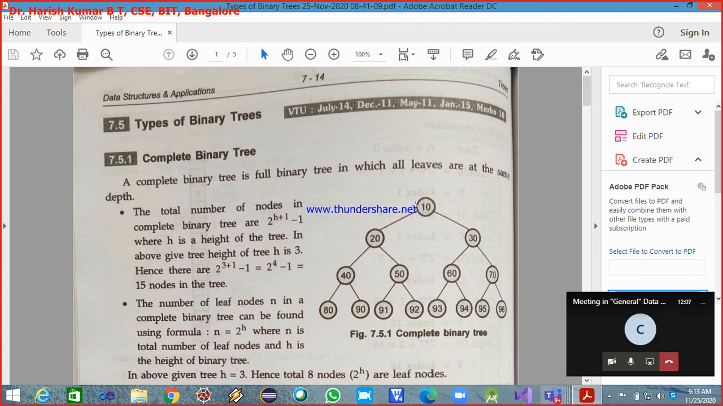Am I audible? Yes, sir. Okay, can you see my mouse movement? Yes, sir. Okay, my hand also you can see, right?